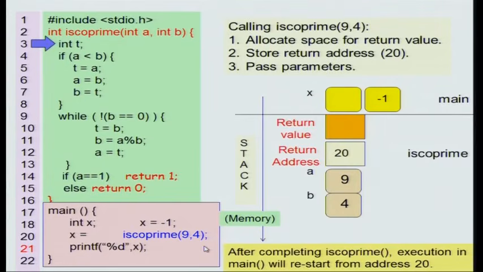When you execute the function, you imagine that the stack is now divided into a separate space. So here is a clean separation between the memory that is required for main. Above here is main, and below here is the memory required for isCoPrime. In that I have stored a box for the return value. I have stored the return address, which is 20A, and then I have a equal to 9 and b equal to 4.